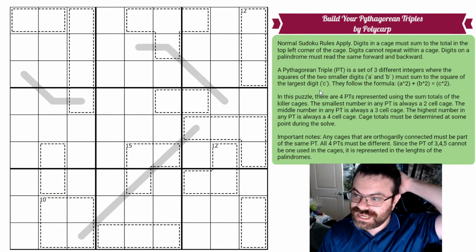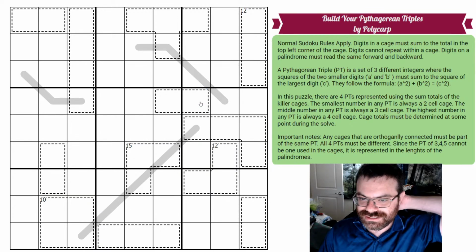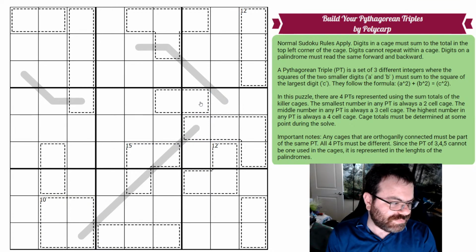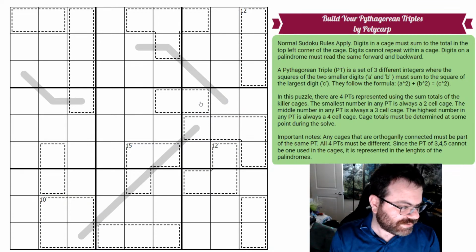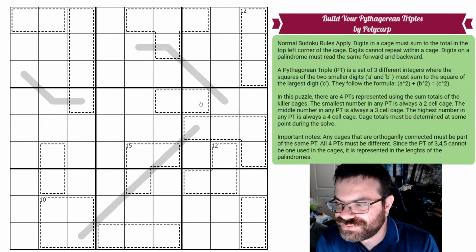A Pythagorean triple is a set of 3 different integers where the squares of the 2 smaller digits, a and b, must sum to the square of the larger digit. So that's the sides of a right triangle. A squared plus b squared equals c squared. In this puzzle, there are 4 Pythagorean triples represented using the sum totals of the killer cages.